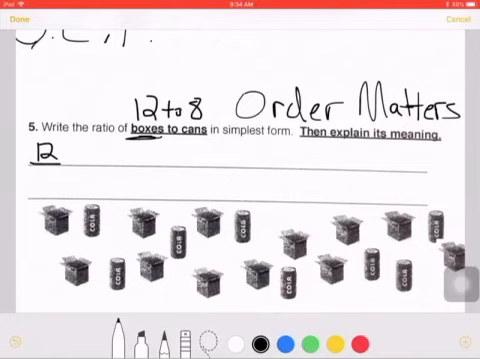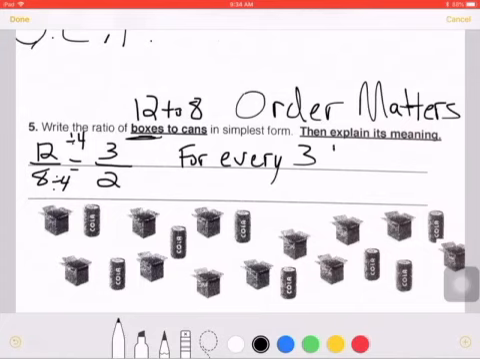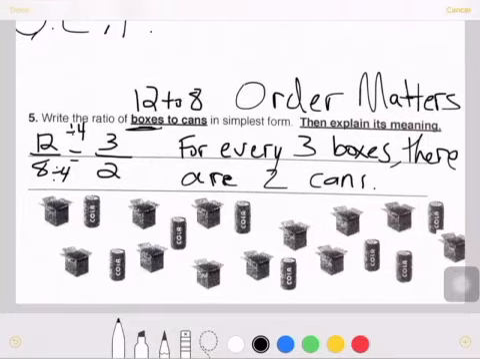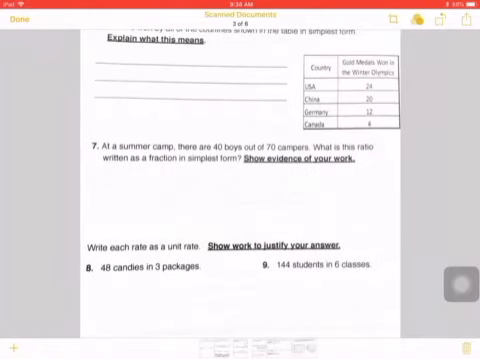I'm going to write it over here as a fraction as 12 to 8. To simplify that, if I look at 12 and 8, I see they have a common factor of 4, so I'm going to divide by 4. And I get 3 over 2, which is a ratio of 3 to 2. Then I have to explain the meaning. The 3 means boxes. So I say for every 3 boxes, there are 2 cans. Some keys there, remember, the order matters, and then we have to simplify that. Okay, we're going to keep going, go to the next page.